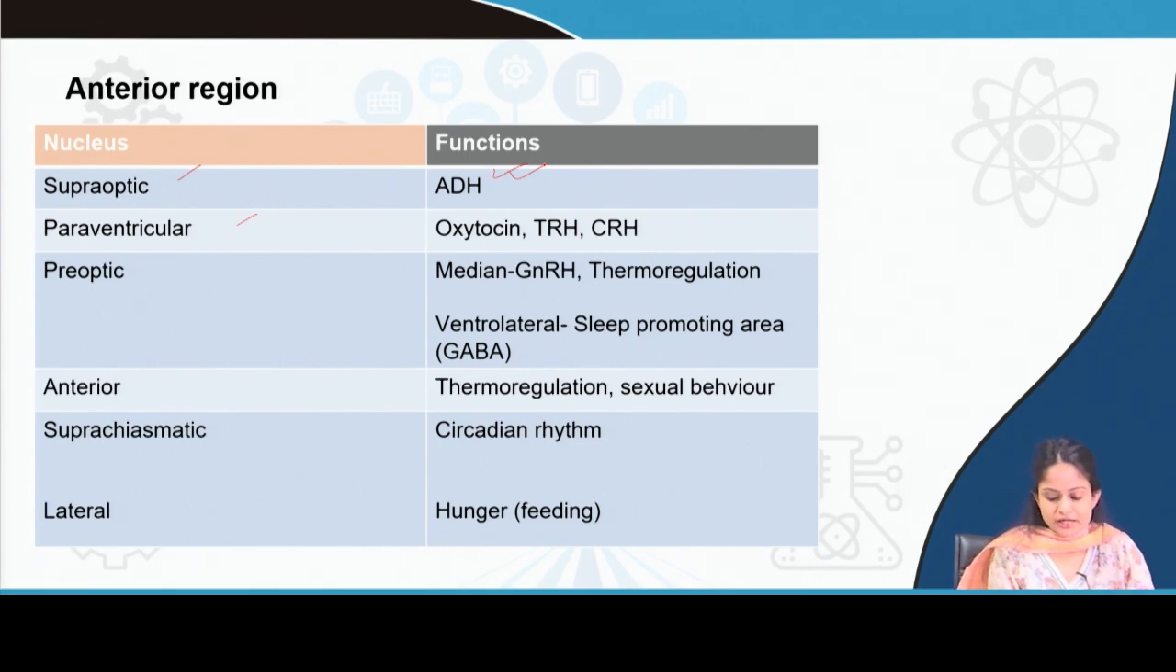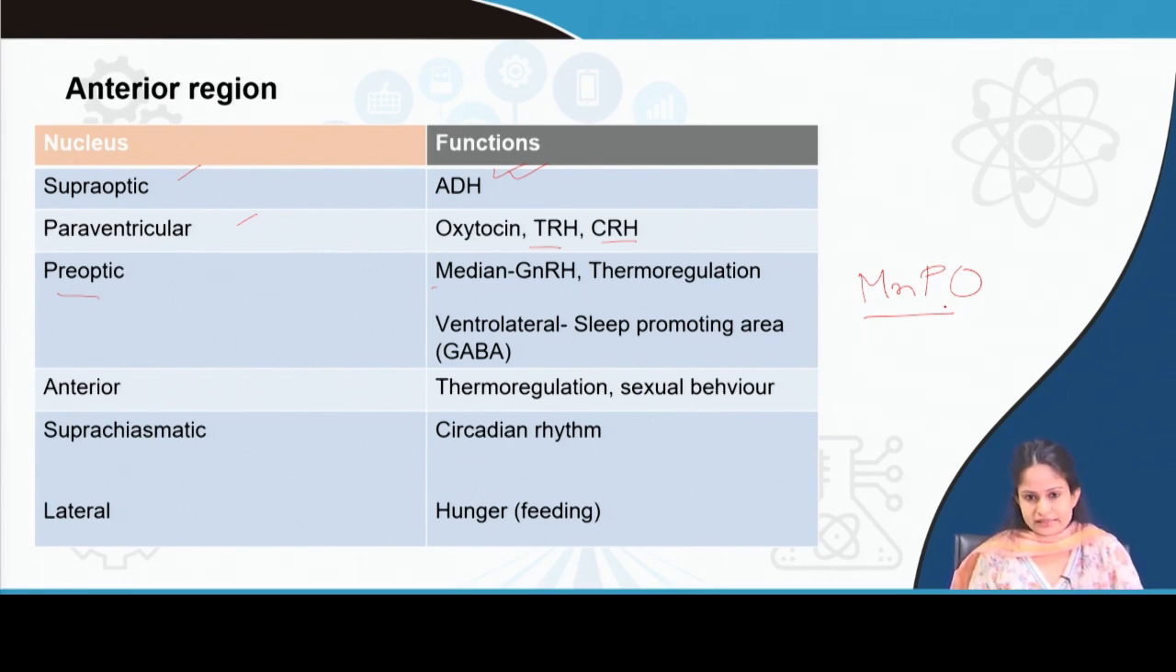Along with this, you have to remember the thyrotropin releasing hormone and the corticotropin releasing hormone are also secreted from the paraventricular nucleus. Then a very important nucleus, that is preoptic nuclei. Now, preoptic nuclei has 2 parts, one is median, one is ventrolateral. The median preoptic nuclei, this is not medial, this is median preoptic nuclei. This is mainly playing a role in gonadotropin releasing hormones, mainly responsible for the reproductive behavior and the sexual functions, and also plays an important role in thermoregulation.